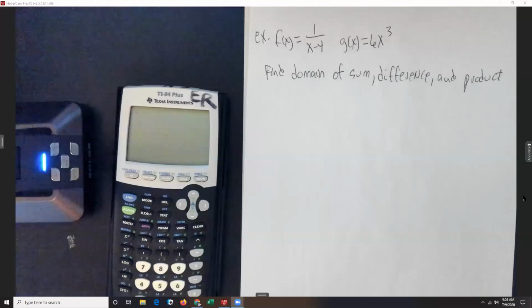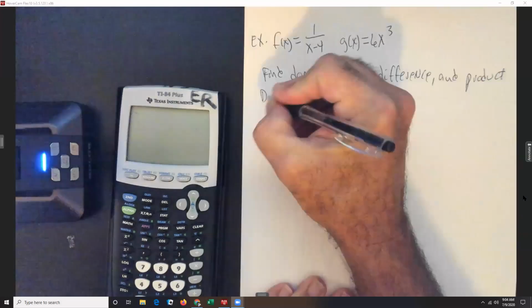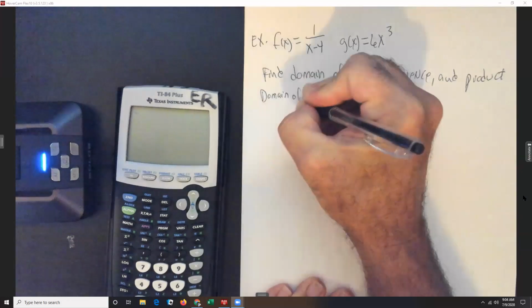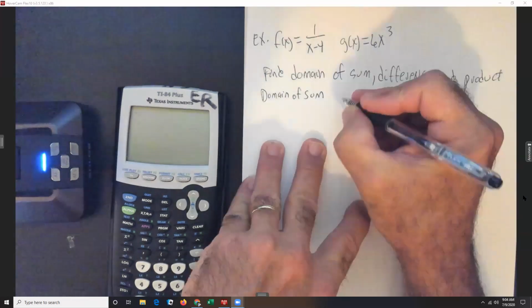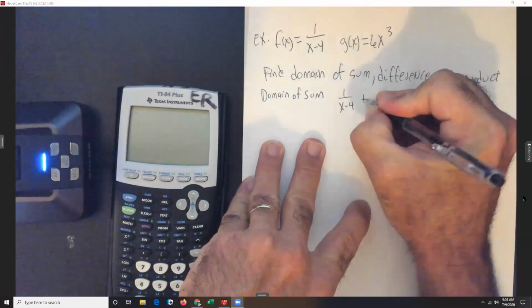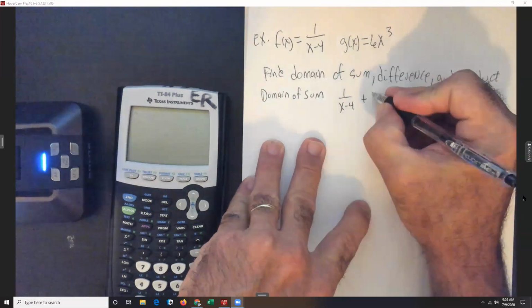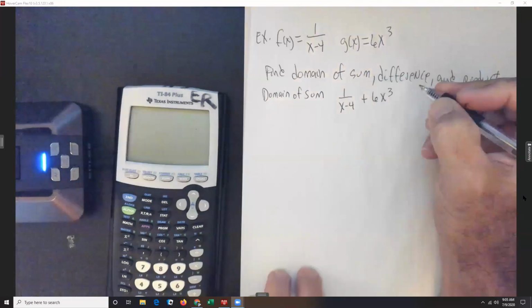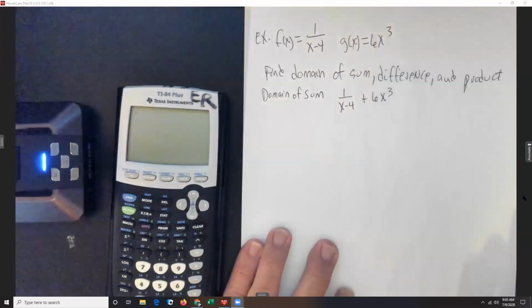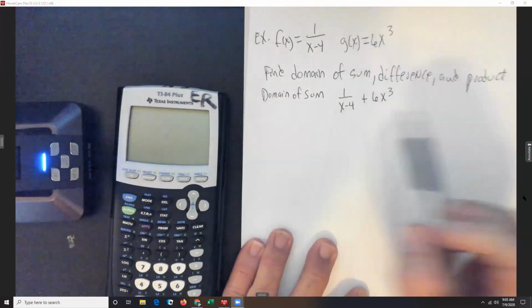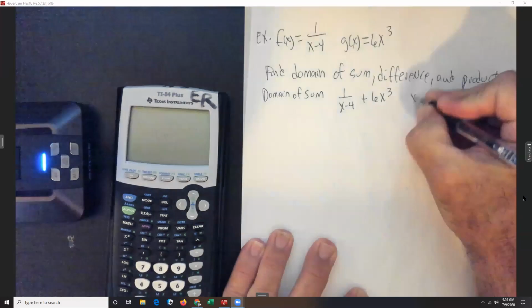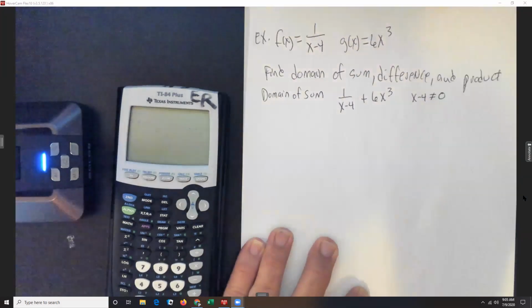All right, so this is going to be a fun problem here, y'all. First, I'm going to find the domain of the sum. Well, the sum will be my f of x, which is 1 over x minus 4, added to my g of x, which is 6x to the 3rd. Now we do have something that's bothering us, and it's this fraction here. I know from my fraction that x minus 4 cannot equal 0.